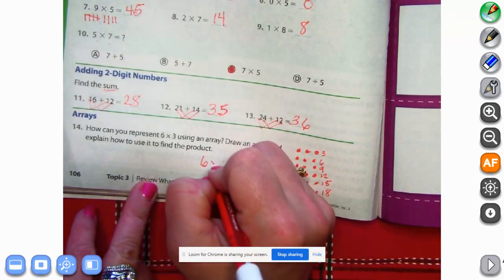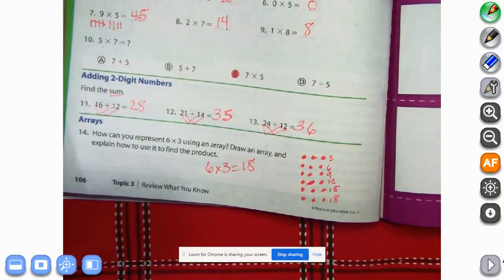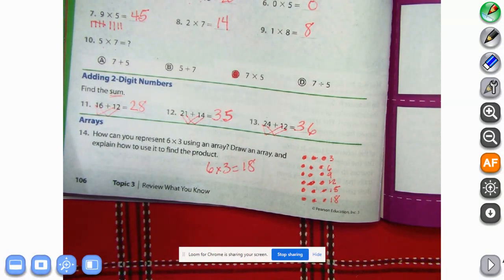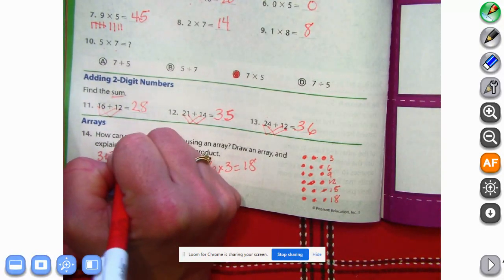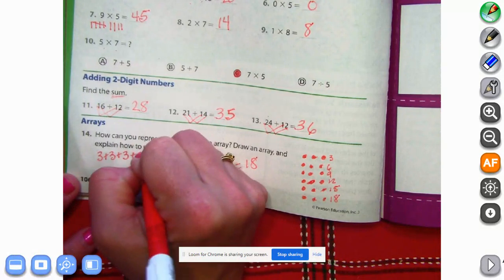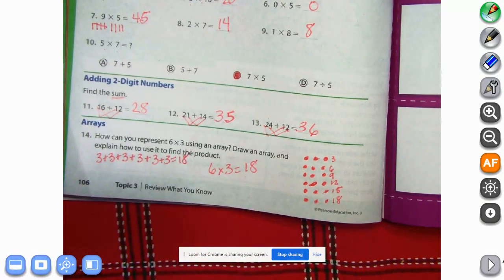So 6 groups of 3 equals 18. So we just did 3 plus 3 plus 3 plus 3 plus 3 plus 3. All right, push pause if you need to.